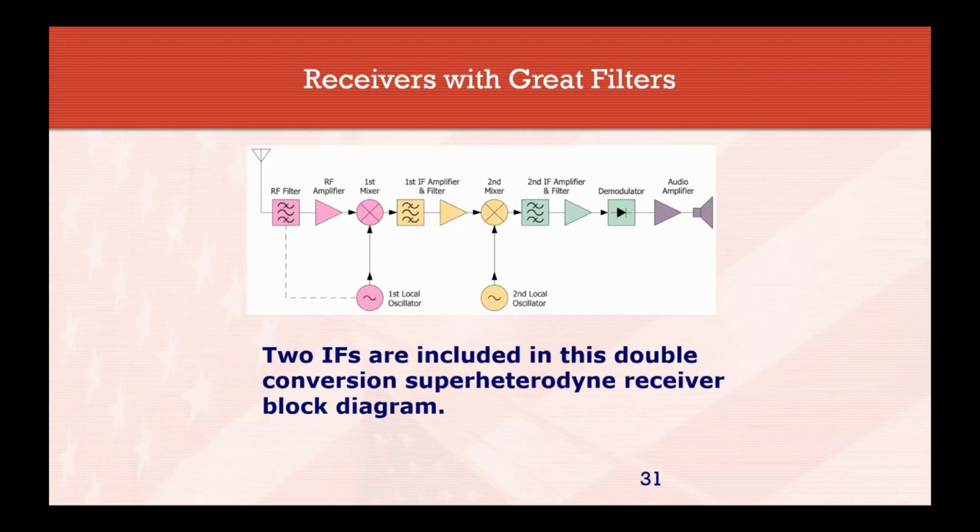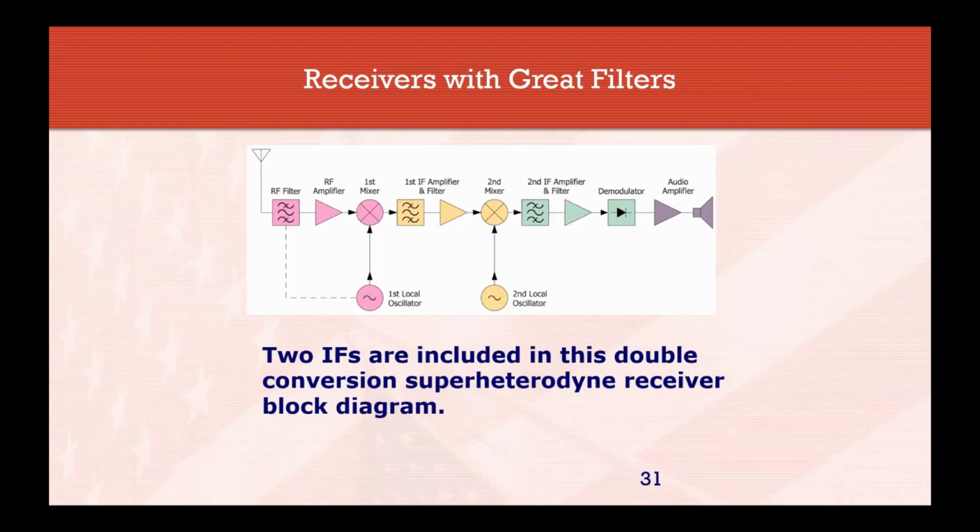Double because there are two IFs. So going from left to right, the antenna picks up the signal, goes through an RF filter, probably a pre-selection filter, so we try to get the band we're looking for, goes through a little amplifier, then it goes to the first mixer. At the same time, we're mixing that new signal from the outside world, which contains the signal of interest, plus many signals above and below that in frequency, with our first local oscillator signal.